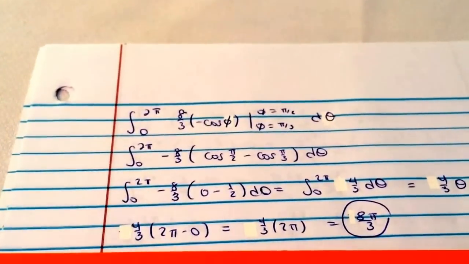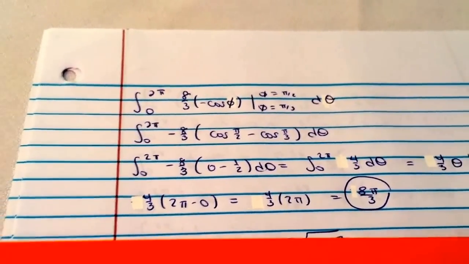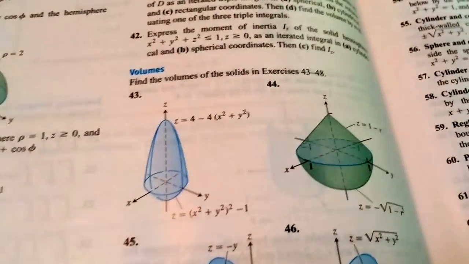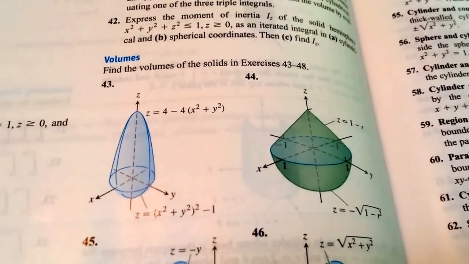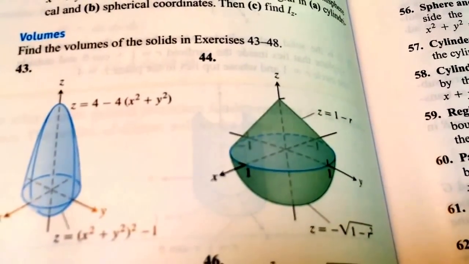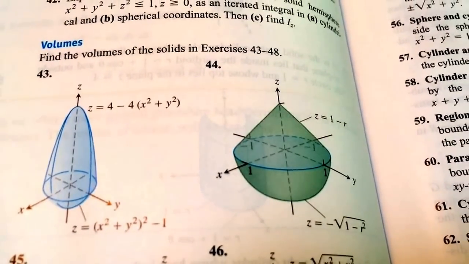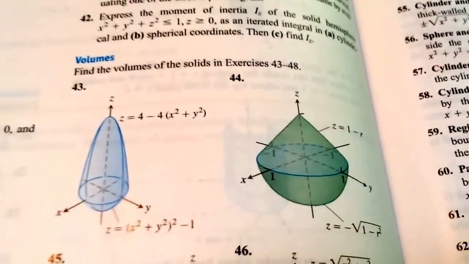All right, let's see what's next. 44, find the volumes of the solids. So same thing. We're going to do 44. Their picture again is better than mine. Notice on the top, it's an upside down cone, and on the bottom is a sphere.